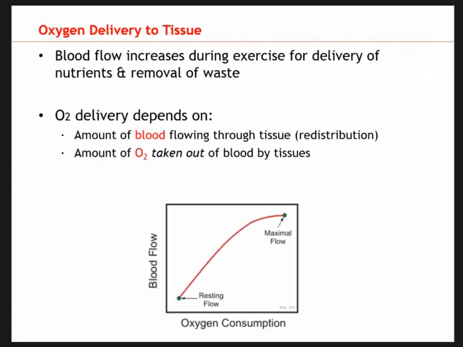So, I think that's what we'll discuss on the next slide, but let me just explain that graph at the bottom. It's basically just showing a positive linear relationship between oxygen consumption and blood flow. The more oxygen consumed contributes to greater oxygen delivery to working muscle via an increase in blood flow.